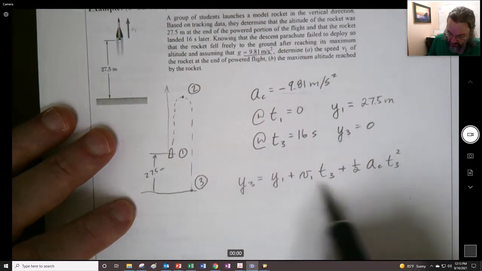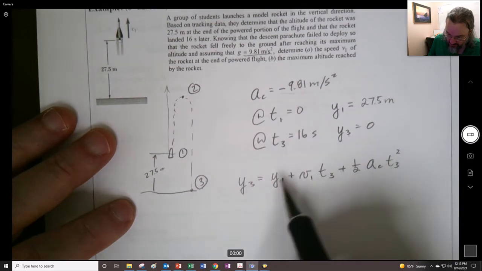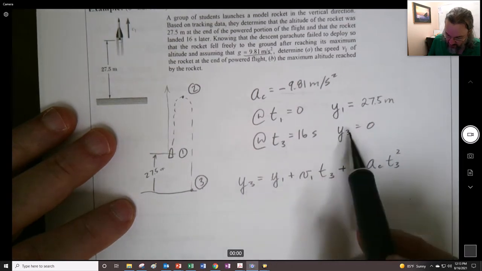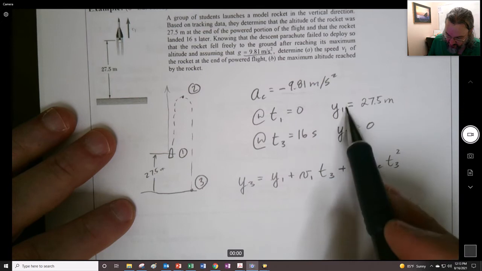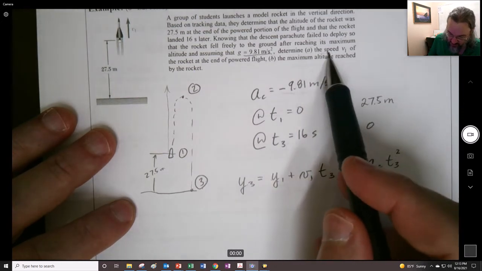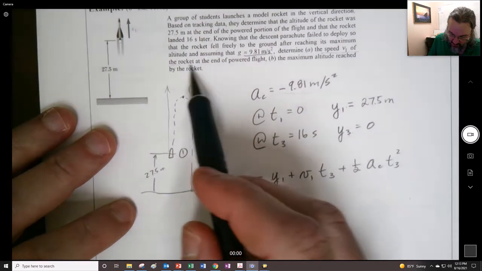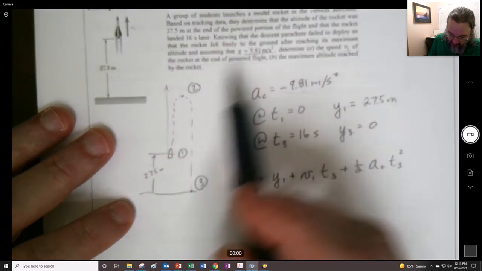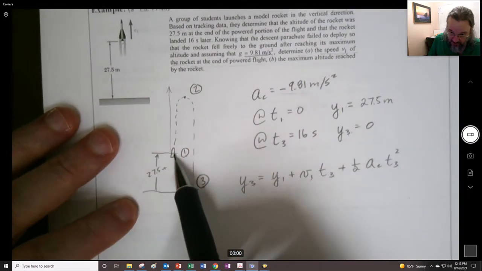So now we can put in the things that we know. Well, actually, just going through this, we know the position y3, we know the position y1. We don't know this, but that's what we were trying to find out. We're trying to find the speed at the end of the rocket flight. This guy right here, we're trying to find its velocity here.